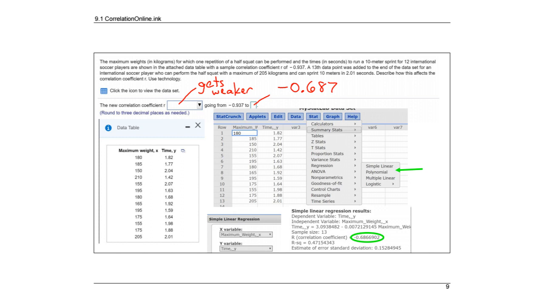Well, when they compared them, they got a sample correlation coefficient of R equals negative 0.937. So pretty strong negative correlation, meaning the more weight they can do, the faster they're going to run. They added a 13th point and they want us to do the work.